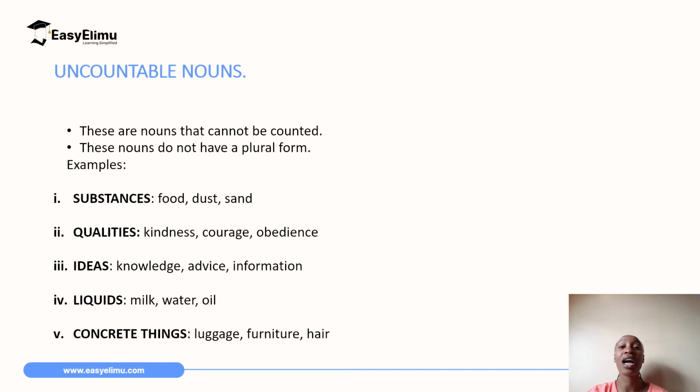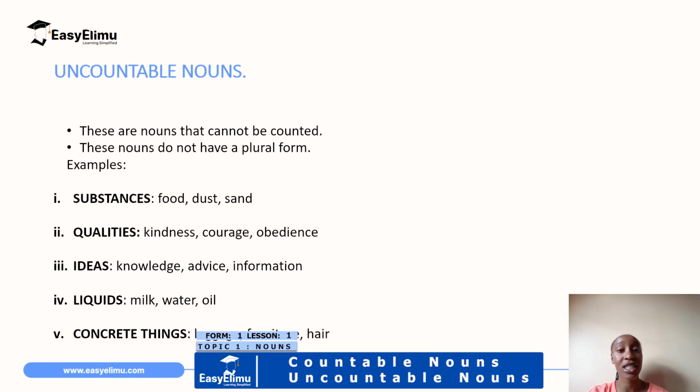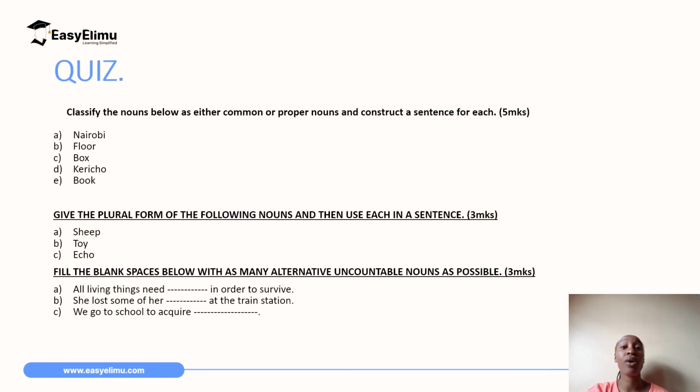However, you can say a glass of water, a glass of milk. So what I have done there, I have used quantifiers to try and quantify these nouns. You will learn more about phrasal quantifiers in Form 2. So I hope you have understood and now you're able to distinguish between countable and uncountable nouns, and you're also able to give examples and construct sentences of each.